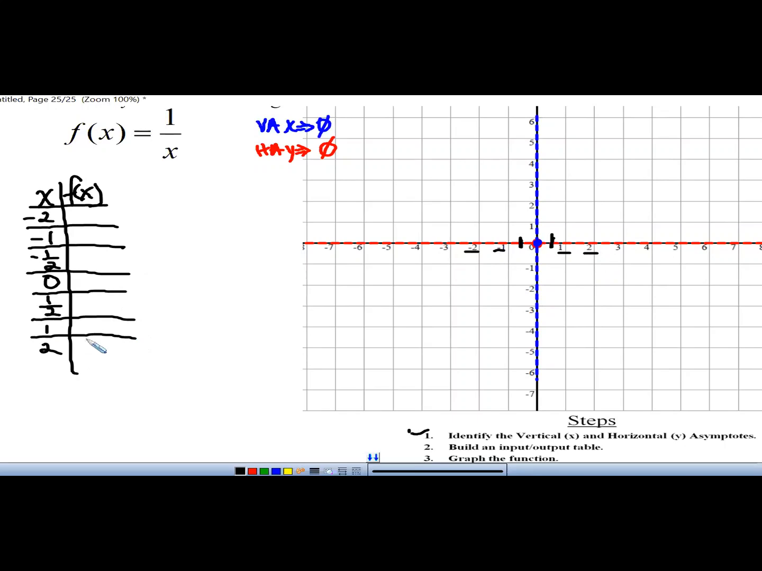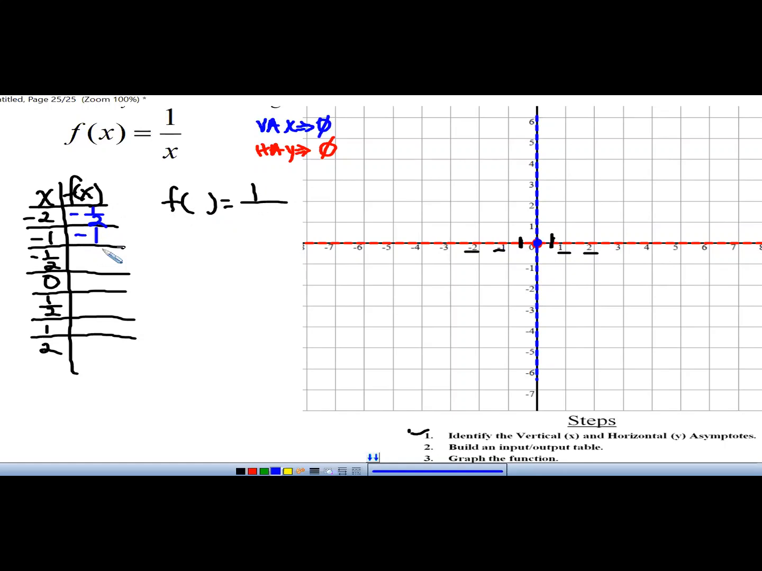All right, so I'm going to use f of x equals 1 over x. If I substitute -2 in here, what does that give us? -1/2. Next, if I substitute -1, what is 1 over -1? -1. Okay.